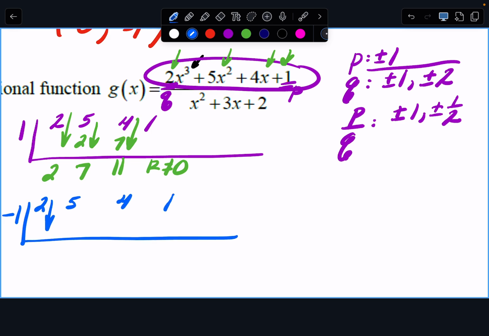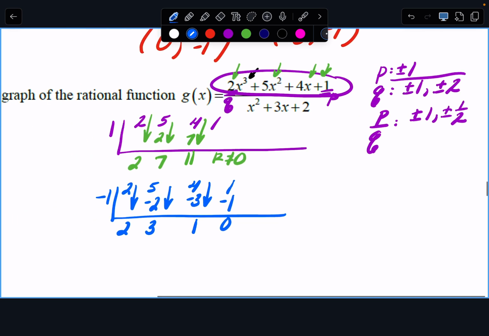2, 5, 4, 1. Add straight down, multiply up. Add straight down, multiply up. Add straight down, oh, it does factor, doesn't it? Yes, everyone, remainder 0. So you're like, okay. So, careful though, x equals negative 1 is a solution. Let's find the solutions and then work backwards to the factors. So negative 1 is the solution.